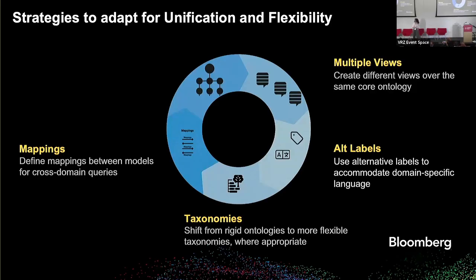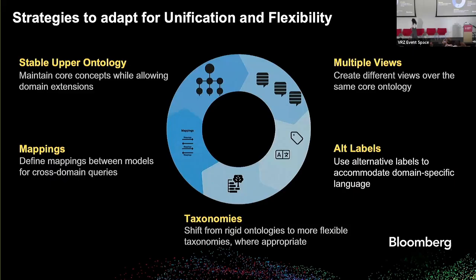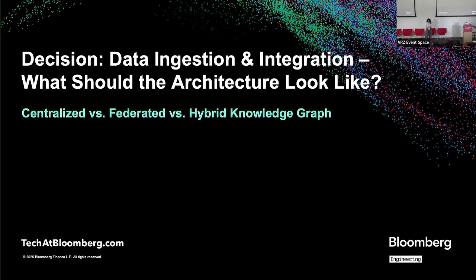I'm sorry, I'm rushing through this because I'm mindful of the time. Make sure you have a stable upper ontology, because that's what, at the end of the day, will help you with extension of domains and mapping the taxonomies that could map up to your upper level ontology. That is the core thing you have to focus on for unification and flexibility.